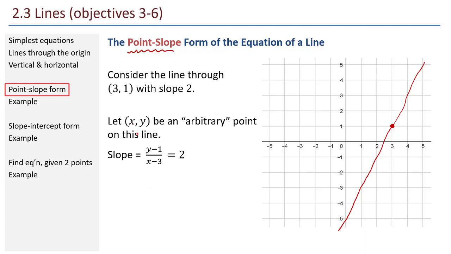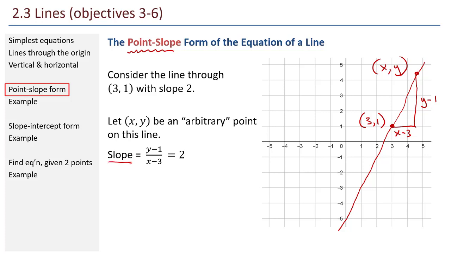Let x, y be an arbitrary point on this line. The point that I chose was 3, 1. Let's just make something else over here that is x, y. I can calculate the slope by doing a change in x and a change in y. My change in x is x minus 3, and my change in y is y minus 1.